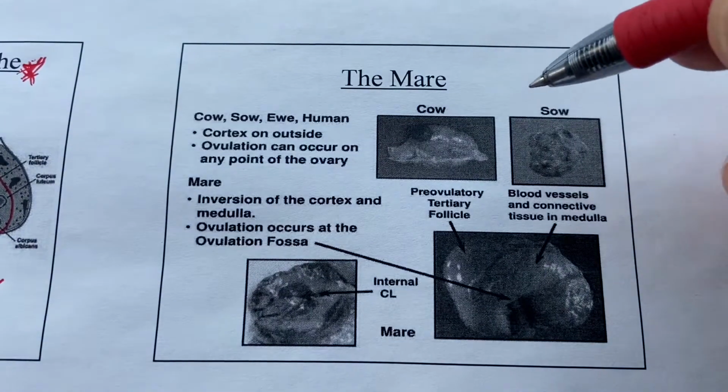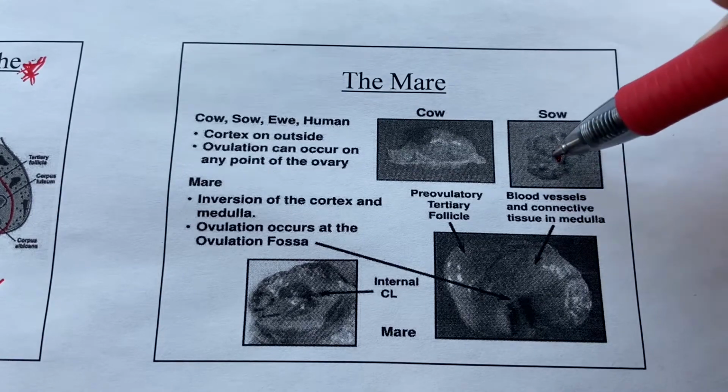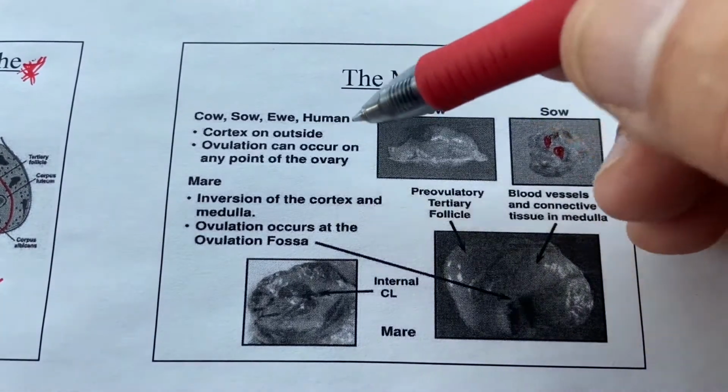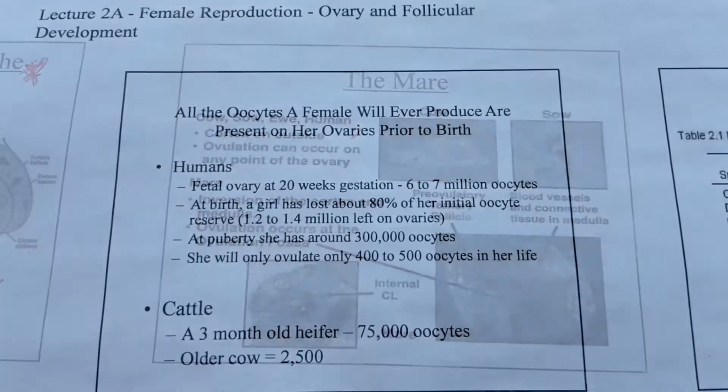We get into types right here. It's showing the difference, and you can see the old right there, CLs that are on the outside of those. And then cortex outside, pretty normal, exactly the opposite.